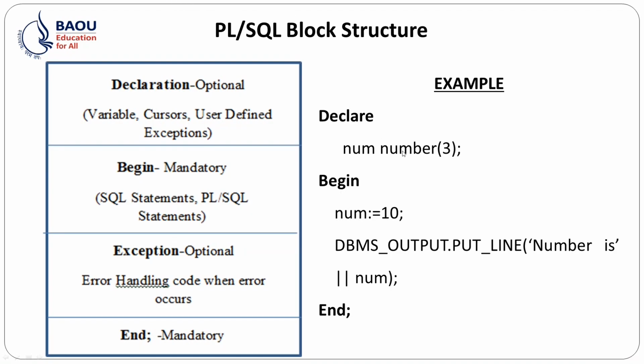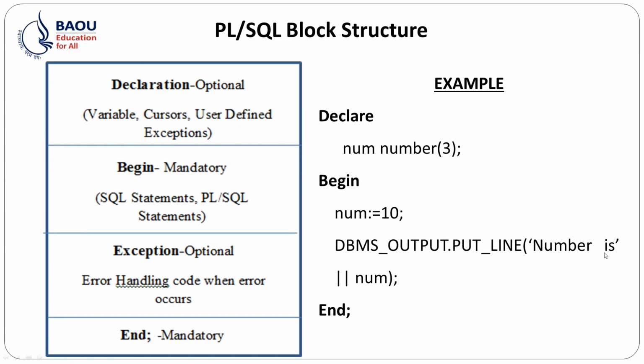The data type is number and the size is 3. Now, in the begin section, the num variable is initialized and the value 10 is stored in it. After that, the line DBMS_OUTPUT.PUT_LINE is used to print the number.